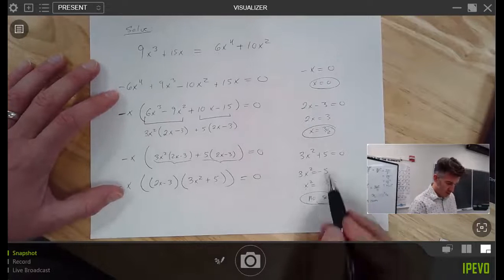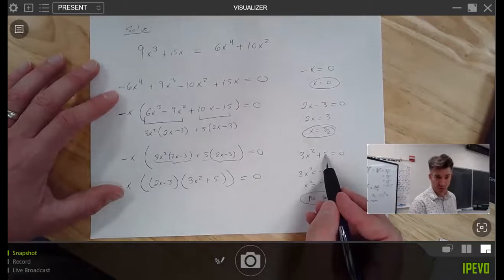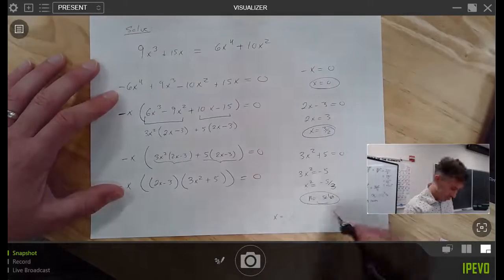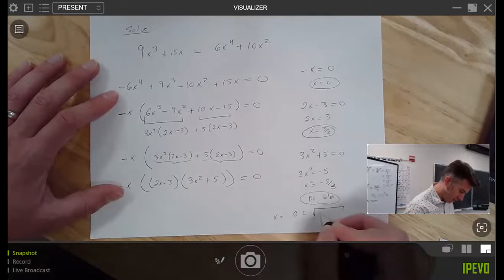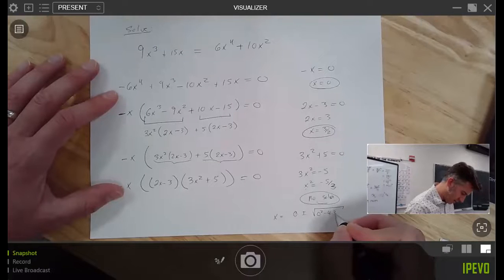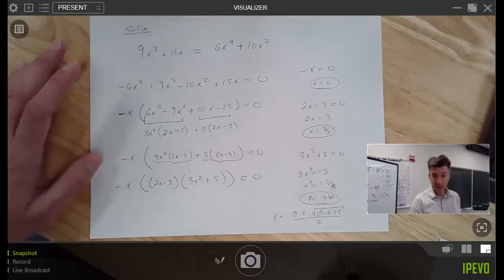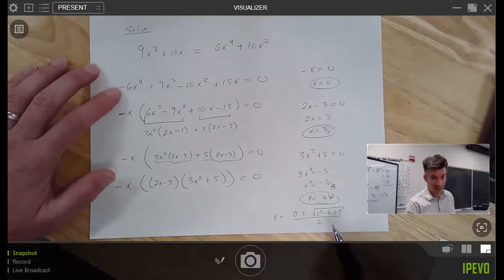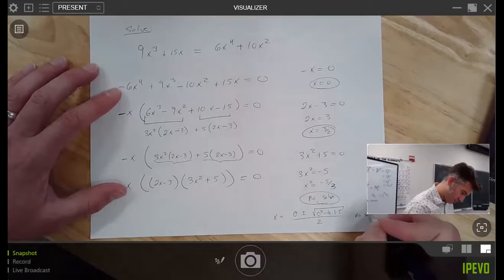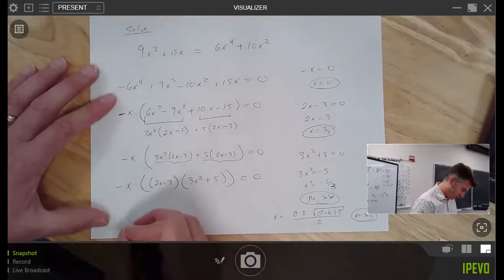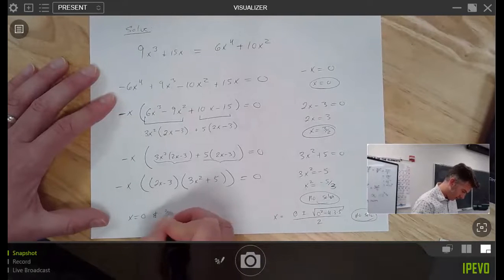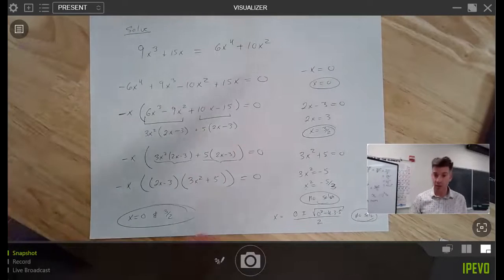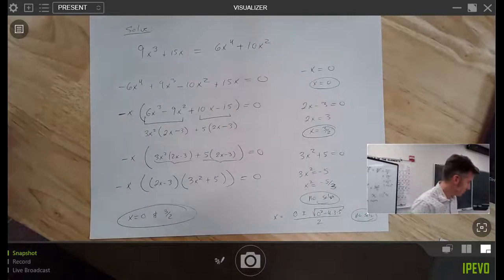Or if you want, you could use the quadratic formula here. You're going to get x equal to negative b, where the b term is 0, plus or minus the square root of b squared minus 4 times 3 times 5, all over 2. But then you can see your discriminant is negative, meaning you have square roots of negatives, which means no solution. So our solutions here are x equal to 0 and positive 3/2. Those are the solutions to this polynomial equation, this higher order equation.